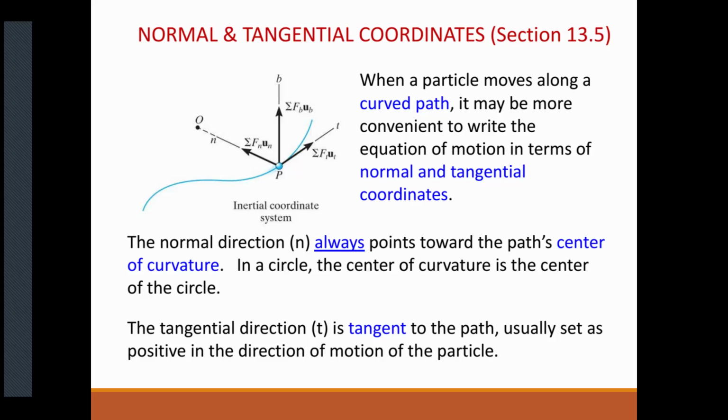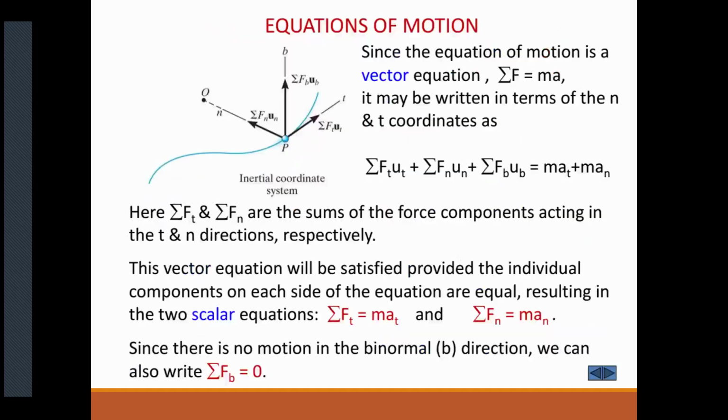We have to know that the normal direction n always points toward the center of curvature, toward the center of the curve. And the tangential direction is tangent to the path. For the normal and tangential coordinate system, we can set up the equation of motion. For some problems, it may be more convenient to solve in terms of this type of coordinate system.